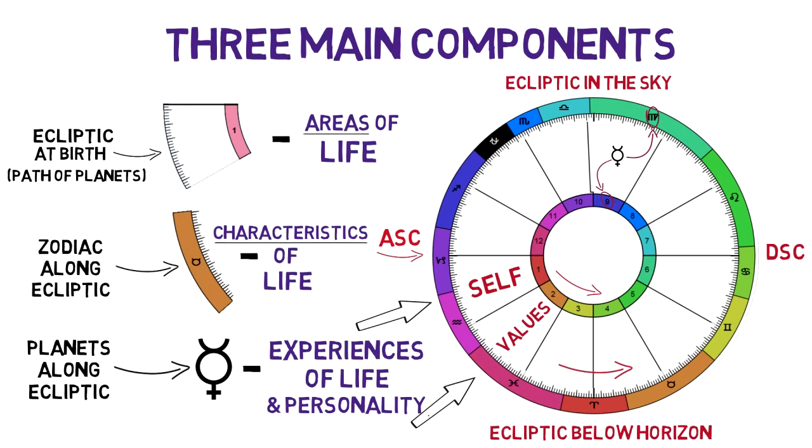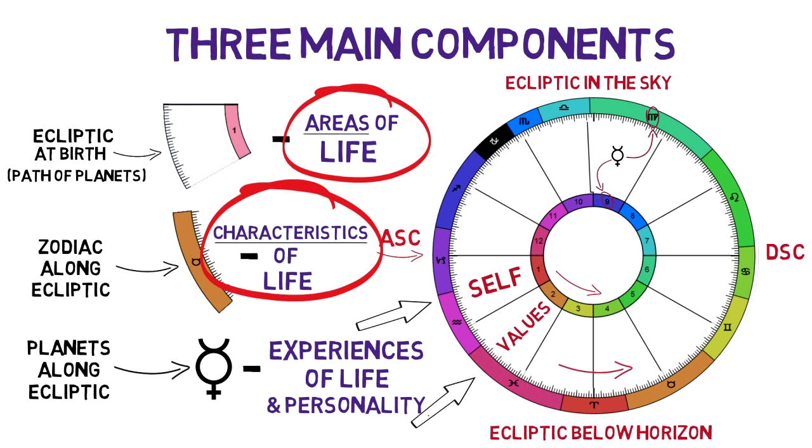In terms of our personality, the houses show which areas of life are major areas for us. The signs, which characteristics are prominent in our personality. The easiest way to think about planets are as the experiences of life which shape our personality.